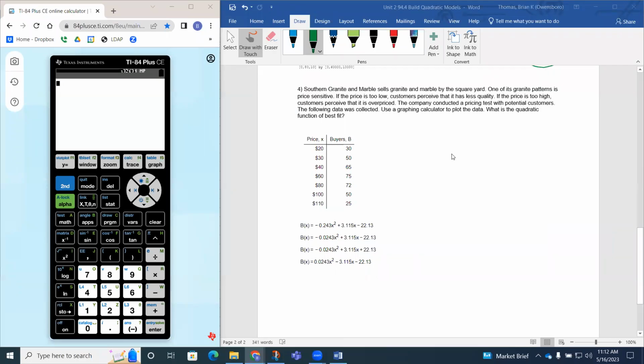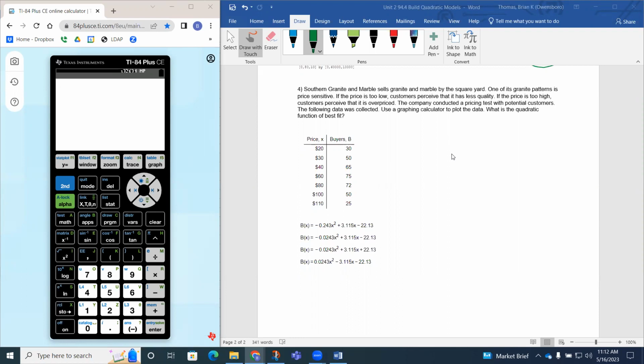So question 4, Southern Granite and Marble sells granite and marble by the square yard. One of its granite patterns is price sensitive. If the price is too low, customers perceive it as less quality. If the price is too high, customers perceive it as overpriced. The company has conducted a pricing test with potential customers. The following data was collected. Use a graphing calculator to plot the data. What is the quadratic function of best fit?